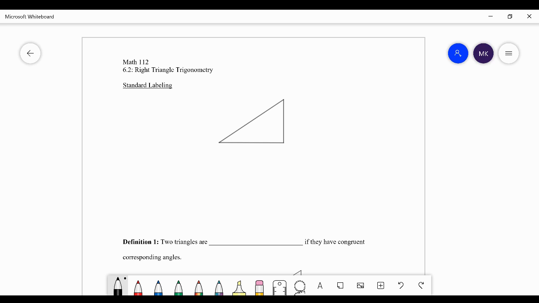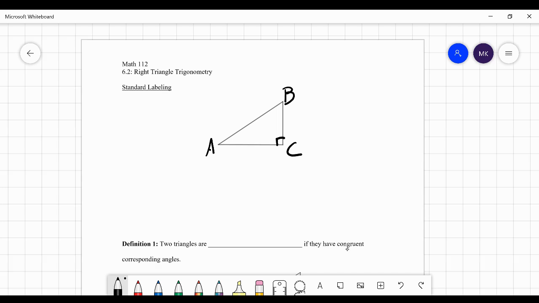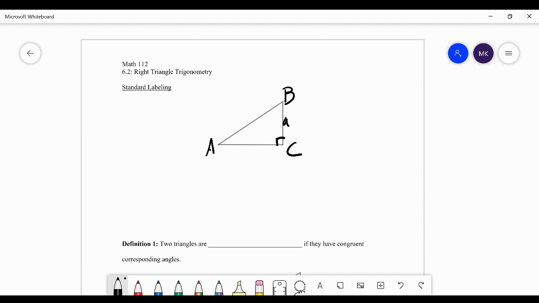And so the standard labeling, so if we say, given a triangle in standard labeling, this is what we mean. For this triangle here, we've got our right angle there. Then the vertices are A, B, C. Those are all capitals. And then the side opposite those angles is the lowercase version. So the side opposite those vertices: this side here we would say is little a, this is little b, and little c.